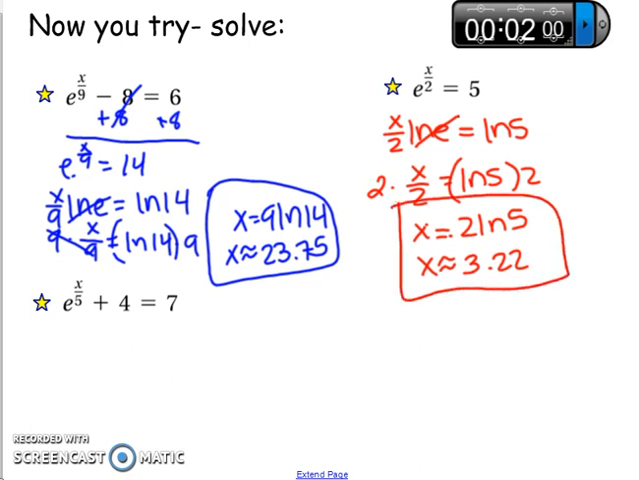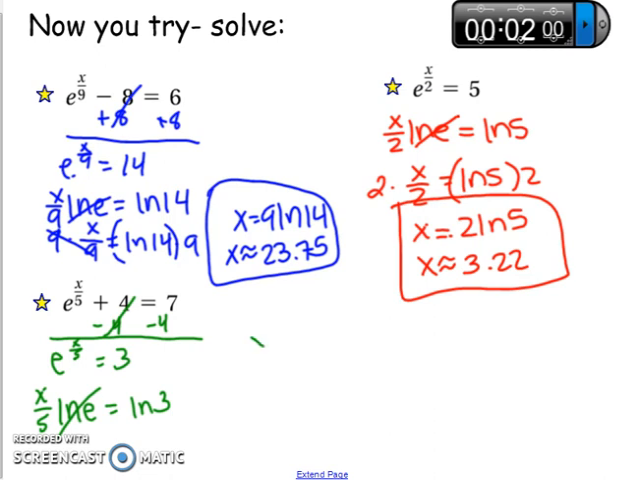So in this one, again, isolate the e. So we're going to subtract the 4. So we have e to the x over 5 equals 3. Take the ln of each side. So x over 5 is going to come down. ln e equals ln of 3. ln of e is 1, so that's going to be gone. So we have x over 5 equals ln of 3. And then we're going to multiply each side by 5. So exact answer would be 5 ln of 3. The approximate answer would be 5.49.